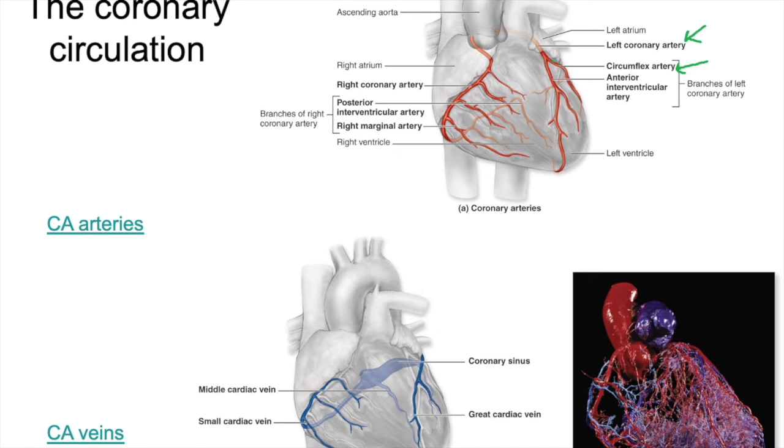It seems to kind of wrap posteriorly a little bit, so I like to think of it as flexing backwards, circumflex. And then we have the anterior interventricular artery. So this runs between the ventricles on the anterior side of the heart, not to be confused with the posterior interventricular, which runs on the posterior side between the ventricles.